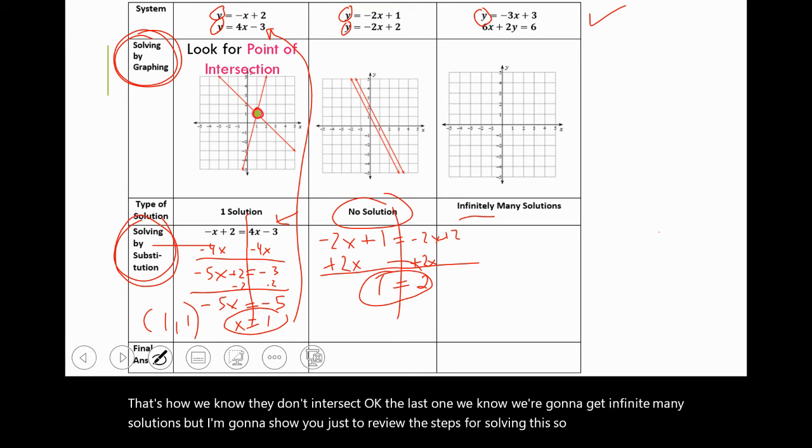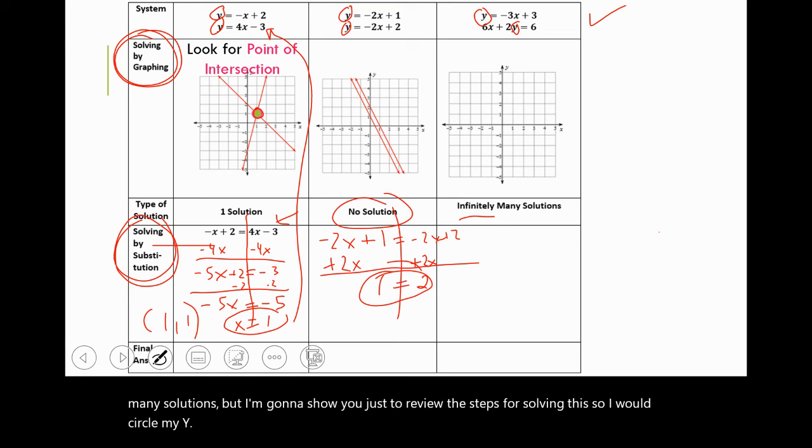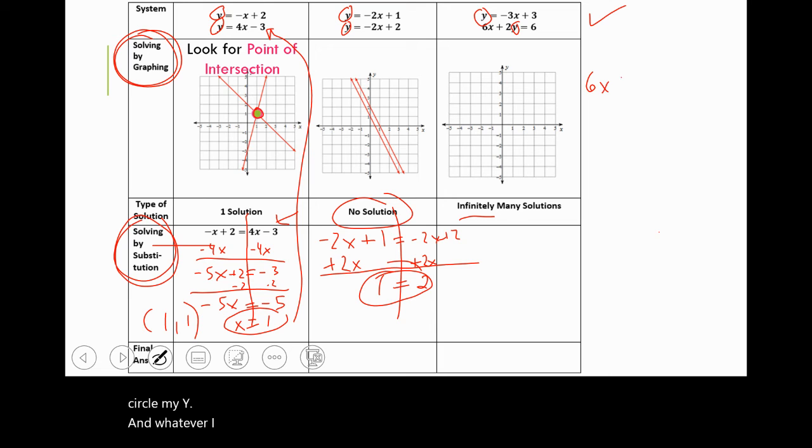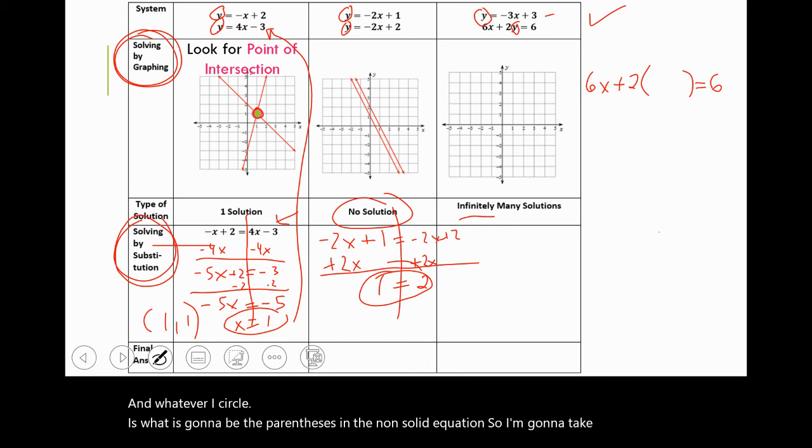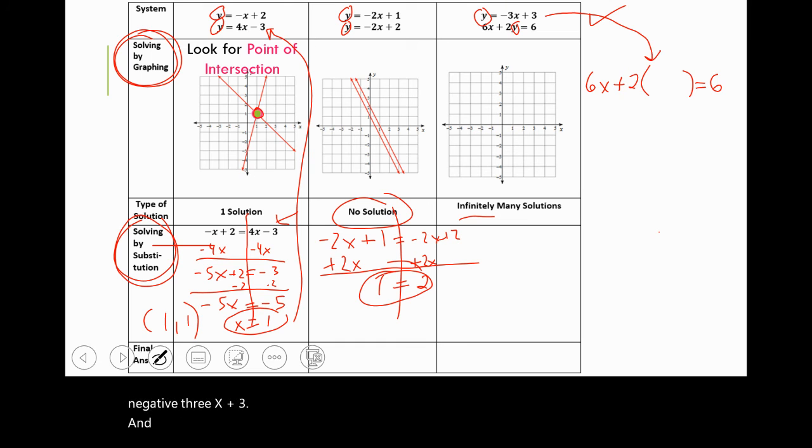So I would circle my y, and whatever I circle is what is going to be the parenthesis in the non-solved equation. So I'm going to take this negative 3x plus 3 and put it right there. And now I can distribute: 6x plus negative 6x plus 6 equals 6.